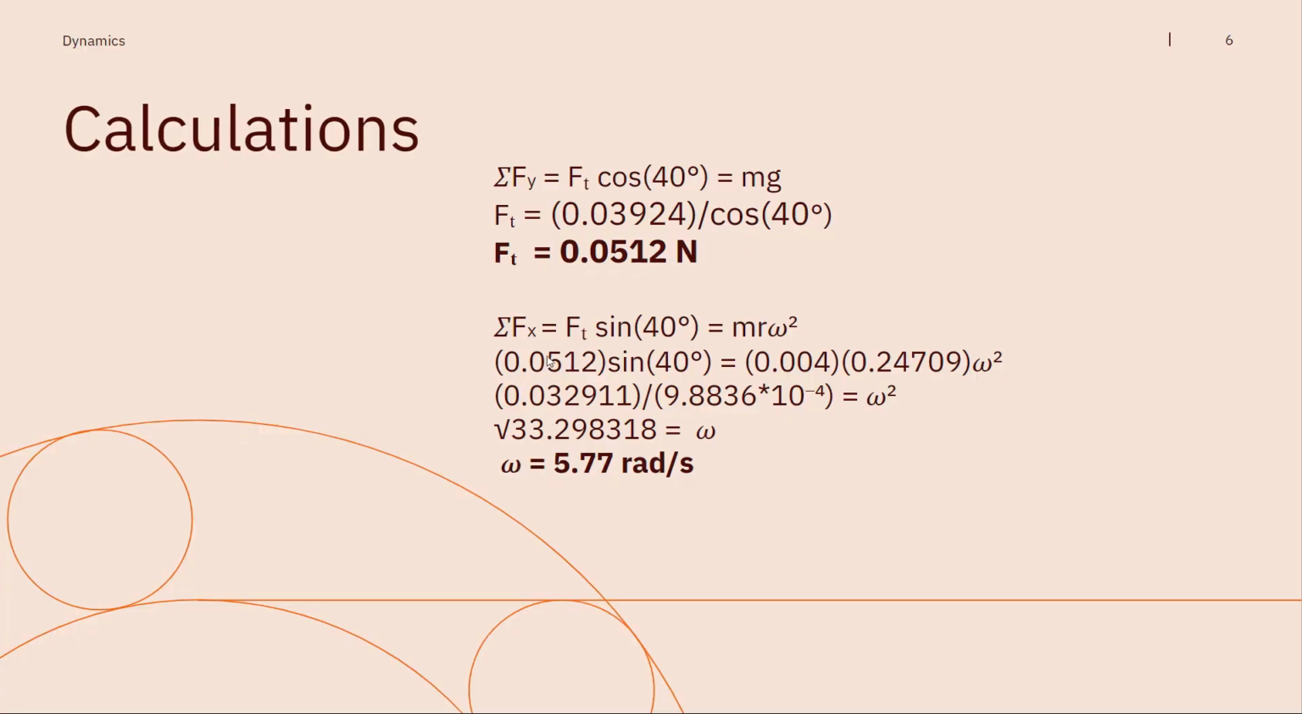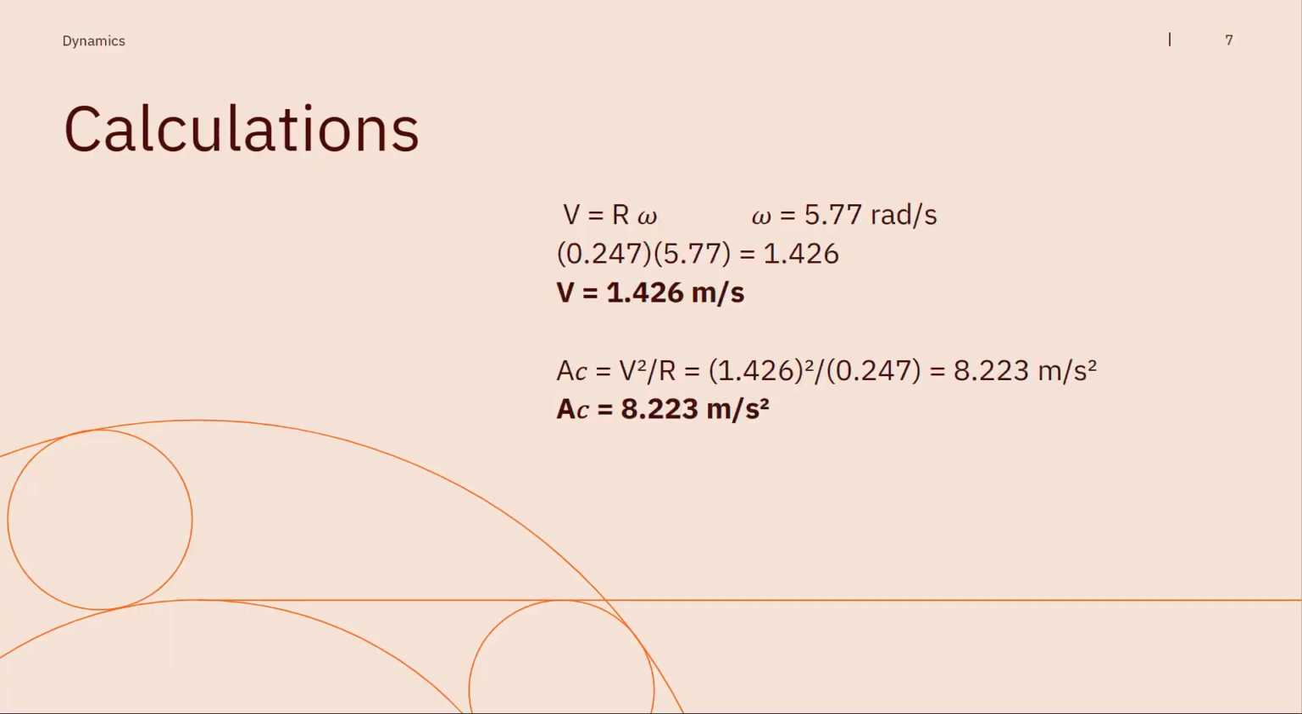And then when we summed our forces in the x direction, we did a similar thing as well, except this time we needed to incorporate our angular velocity. And by plugging in those values, once again, we ended up getting 5.77 radians per second for our angular velocity.